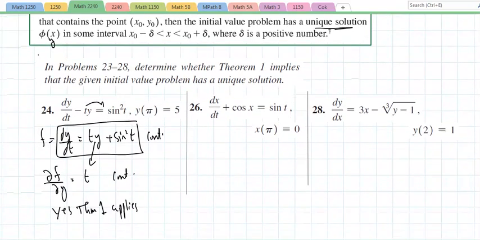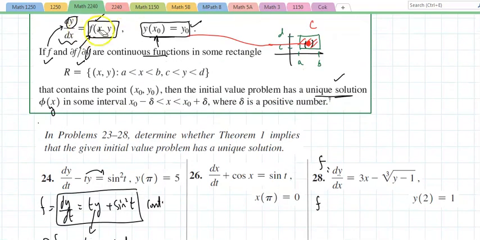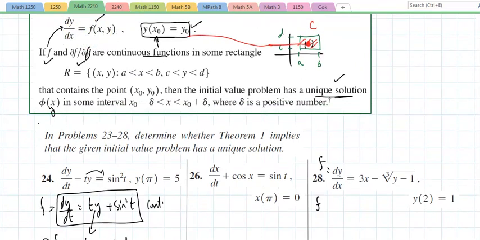So let me jump to number 28 in case you're wondering how this could not work. This is already solved for y, so I could call this f. So f, again right there, dy dx is f of x, y. This is 3x minus the cube root of y minus 1. That's continuous everywhere.